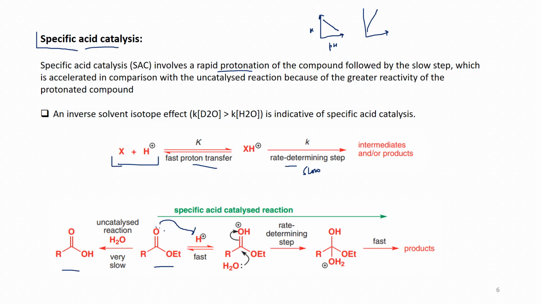Why? This oxygen is sp2 hybridized, whereas this oxygen is sp3 hybridized. Between sp2 and sp3, which one is more electronegative? sp2, because of higher s character. The atom which has higher s character is more electronegative than the sp3 oxygen.